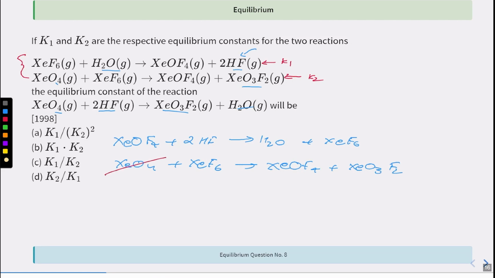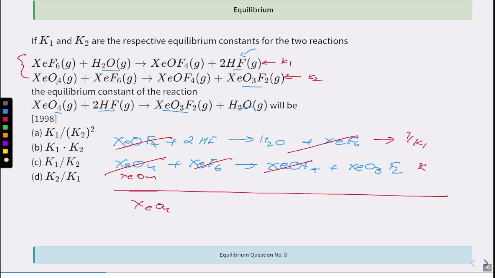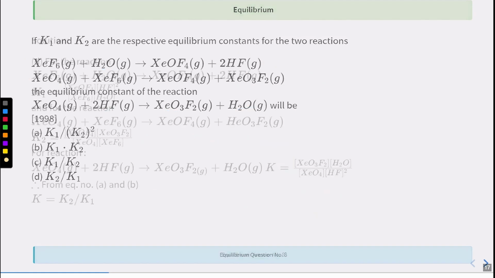Okay. Now we'll perform the cancellings. If we consider the cancelling over here, this will cut with, oh, I'm sorry, this won't cut. XeF4, we need it. XeOF4 will cut on the reactants and the product side, and likewise this will leave. So firstly, I reverse this, so this will become 1 by K1. This is still K2. Okay. And then I'll simply just add them. So I'll get XeO4, then I'll get 2HF. That will give me XeO3F2, which is this particular compound, plus H2O. And now I'll just multiply the constants. So this will just become K2 by K1. And that's option D.